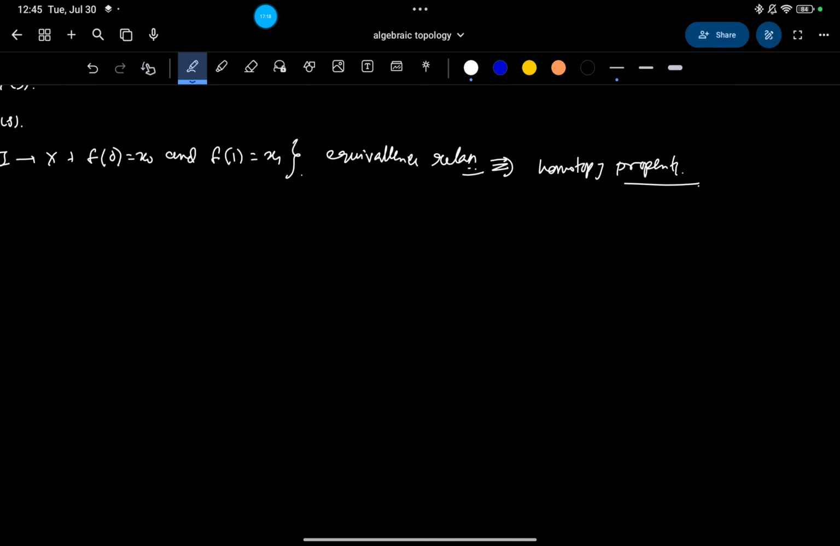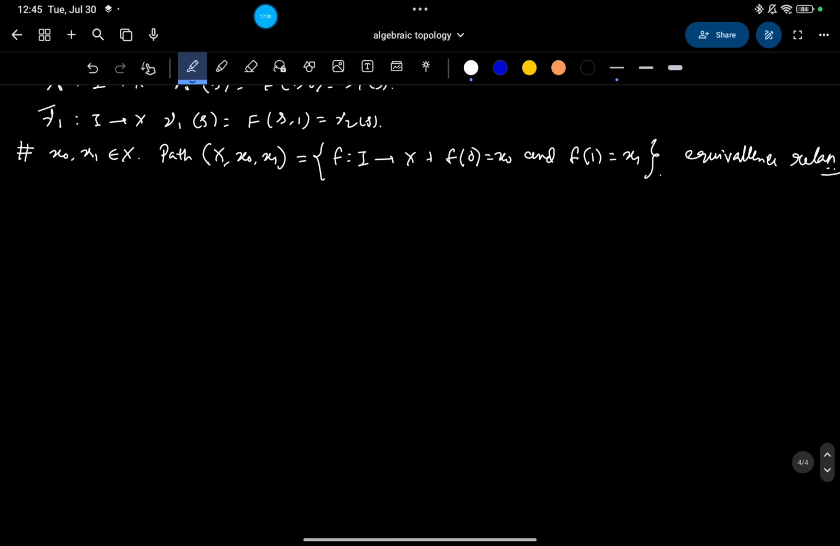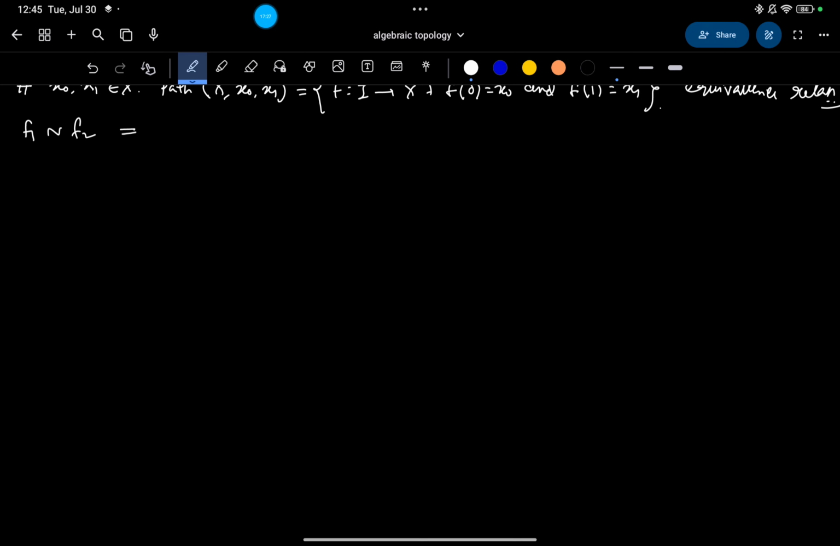Homotopy property. That means I define f1 is related to f2 if and only if f1 and f2 are homotopic. These two are paths in X. Okay, so you can check that this is an equivalence relation. Just a short check.